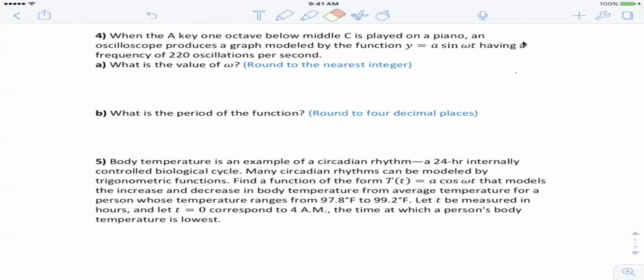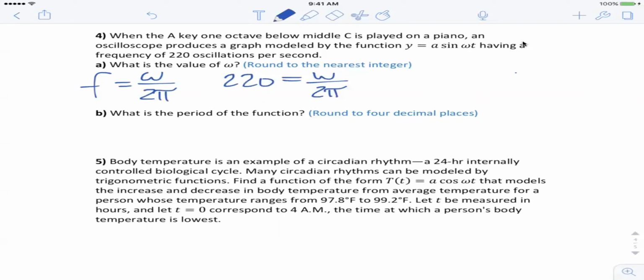Okay, let's try number 4. When the A key 1 octave below middle C is played on a piano, an oscilloscope produces a graph modeled by the function y equals a sine omega t. And they give us the frequency, 220 oscillations per second. Okay, let's find the value of omega. We got this because we know the formula from page 1. F is equal to omega divided by 2 pi. And we know F, they give it to us as 220. So I can plug 220 in for the F.